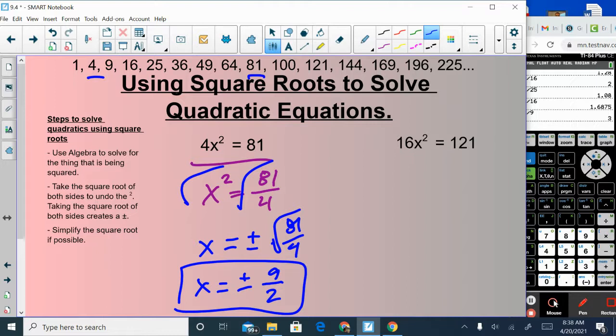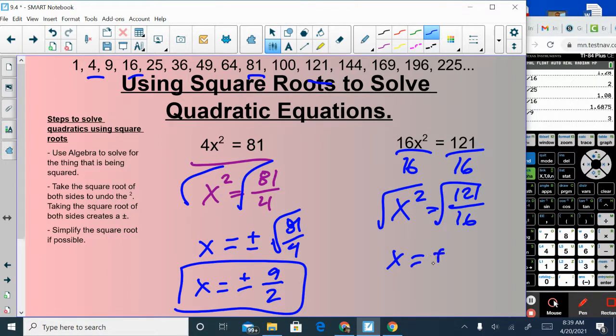And so it's question number 14 on your worksheet. It looks very similar to this, so just know that that's how that would simplify. Same idea here. We can divide both sides by 16, so we get x squared is equal to 121 over 16. Both of these numbers are up here. So we can take the square root of both sides and get x is equal to plus or minus. The square root of 121 is 11, and the square root of 16 is 4, plus or minus 11 fourths.